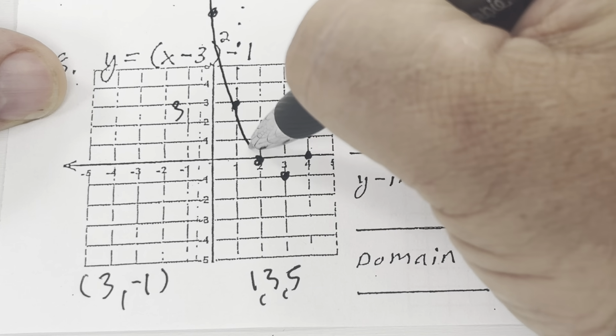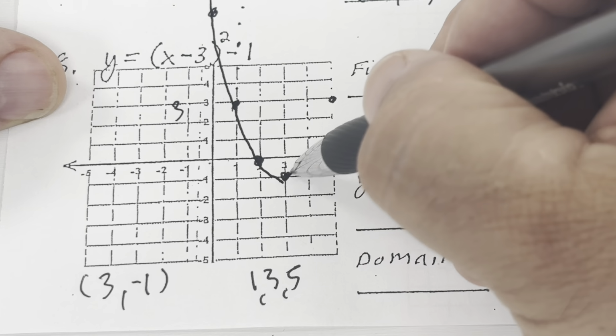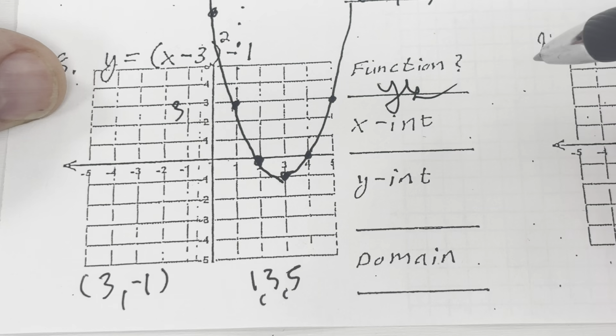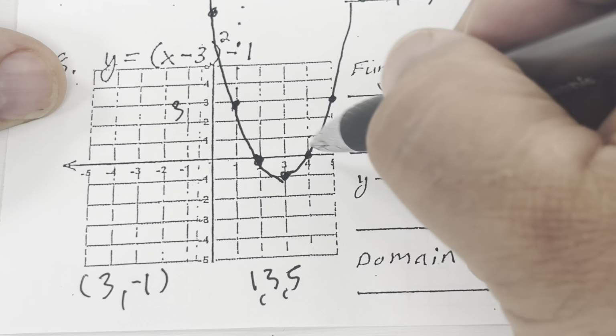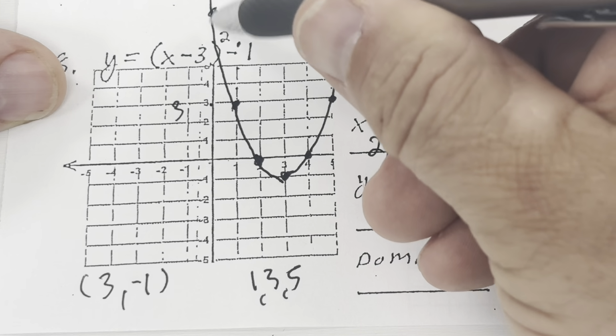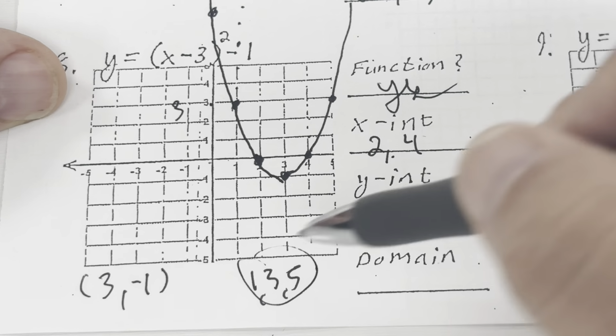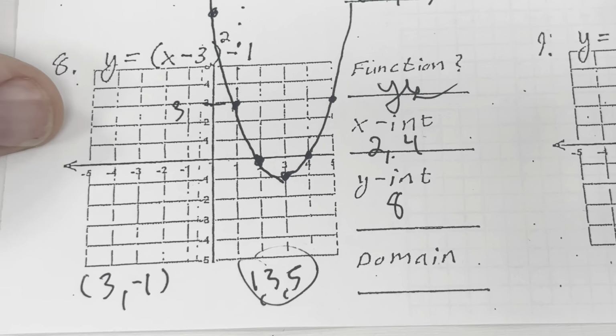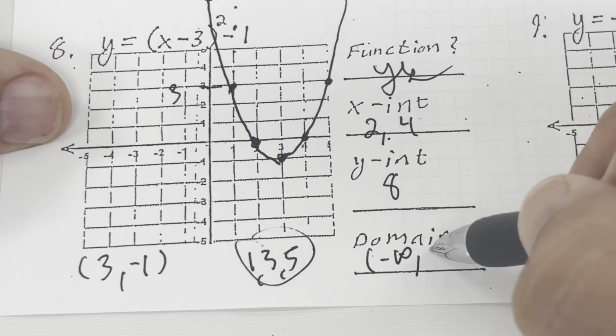So when I connect the dots, that spot there will tell me what the y-intercept is. So yes, it's a function. The x-intercept is at 2 and 4. The y-intercept is at 3, and then I add 5 because of 1, 3, 5. So this here 3 plus 5 would give me 8. Goes to the left forever, it goes to the right forever.